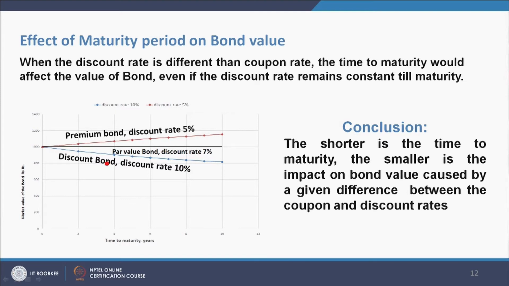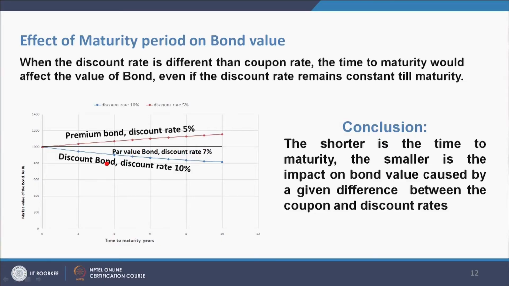So, when the discount rate is different from the coupon rate, the time to maturity would affect the value of the bond, even if the discount rate remains constant till maturity. And what is the conclusion? The shorter the time to maturity, the smaller is the impact on bond value caused by a given difference between the coupon and the discount rate.